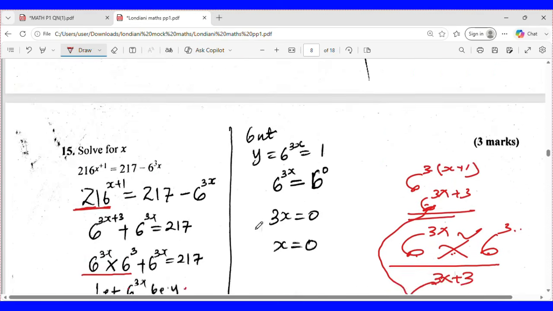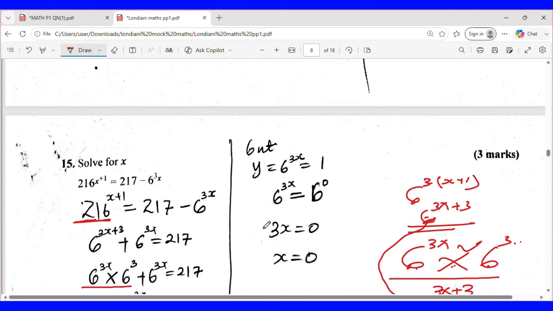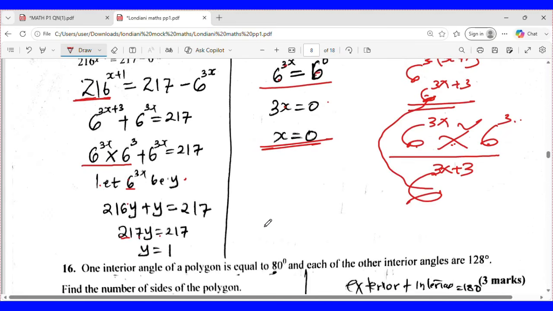y is 1. But we said that y is equal to this one, which is equal to 1. But what is 1? 1 is simply 6 raised to power 0, because any number raised to power 0, the answer is 1. So what we want is to make sure the bases are the same. Now this is 6 and this one is 6, so the bases are the same. You ignore them. We have 3x, the power, is equal to 0. Therefore x is equal to 0. Right? Very important.